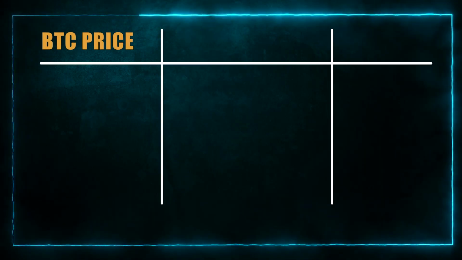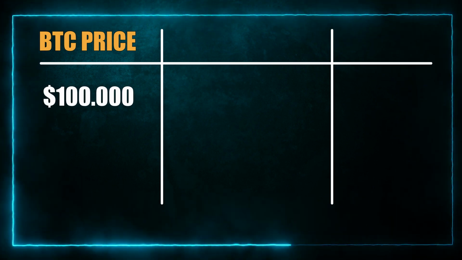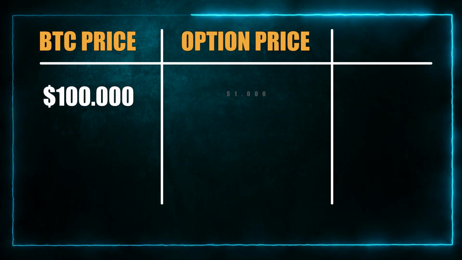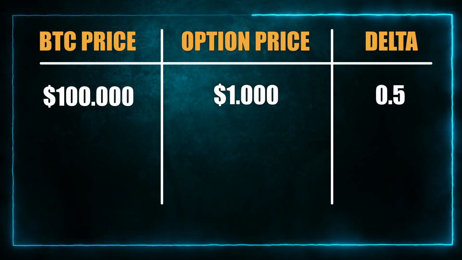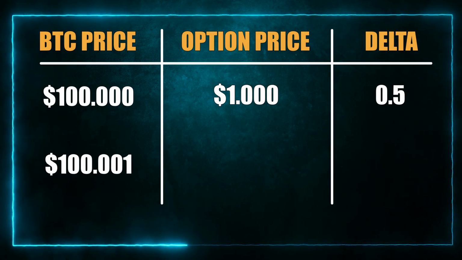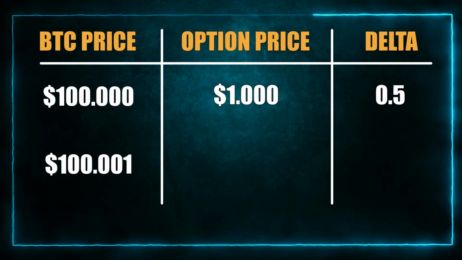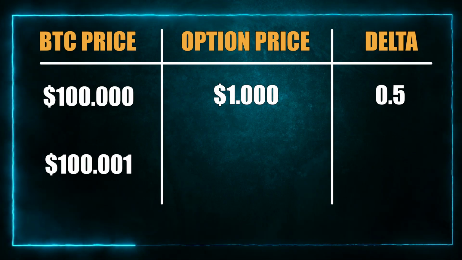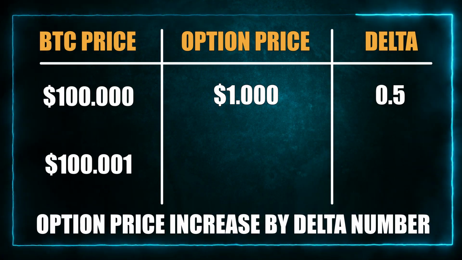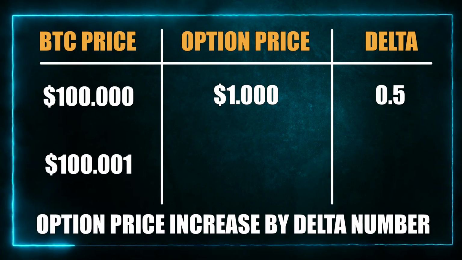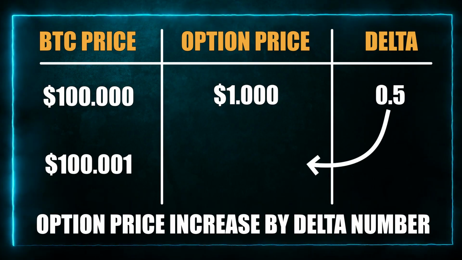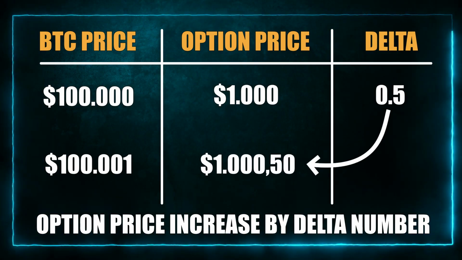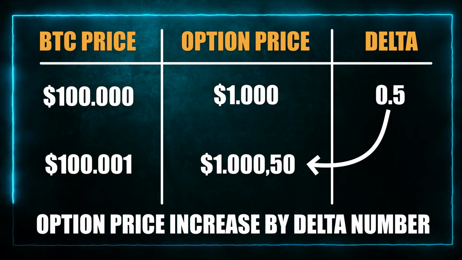So let's say that the Bitcoin price is at $100,000. The option price is equal to $1,000. The option delta is equal to 0.5. And let's assume now that the Bitcoin price increases by $1, from $100,000 to $100,001. As I said, the delta number is the value that the premium price will increase or decrease by. As a result, because our option delta is 0.5, the option price moves by $0.5 and is equal to $1,000.50. And this is how the delta works.